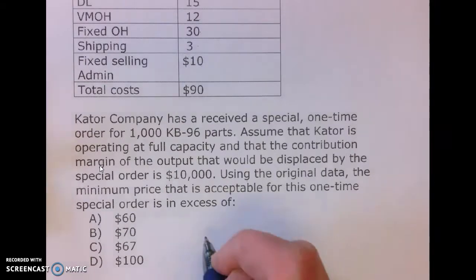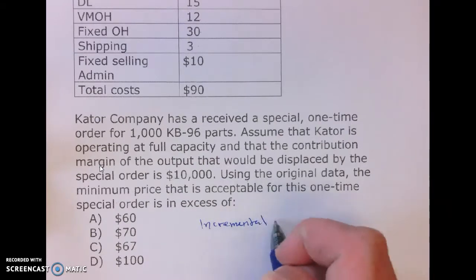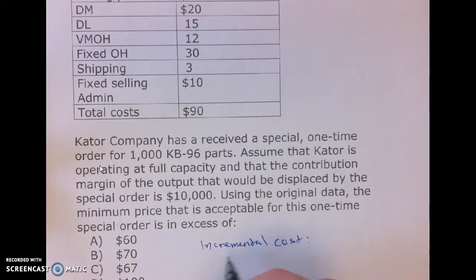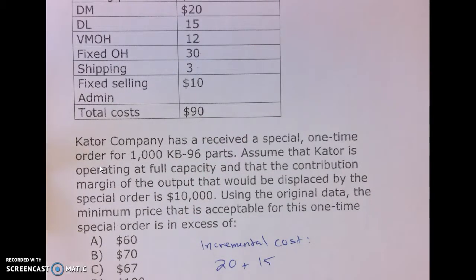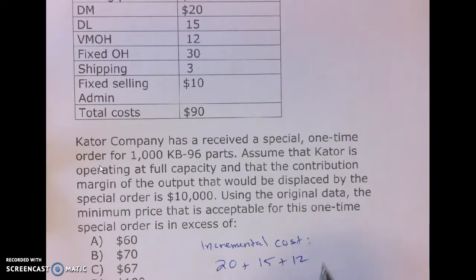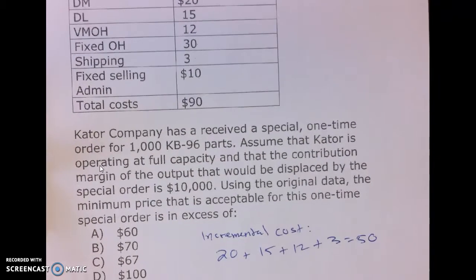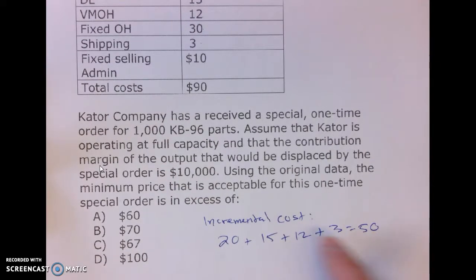So in order to solve this, we're going to first calculate our incremental cost, okay, which is going to be equal to our direct materials up there of 20, plus direct labor, basically all our variable costs, plus our $12 in variable manufacturing overhead, plus our shipping costs, which would give us $50. Okay? You might be saying, well, that's the answer. Well, because if you go over 50, then you make money. But you also have to consider the opportunity cost.